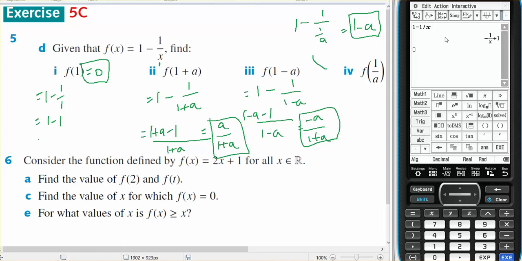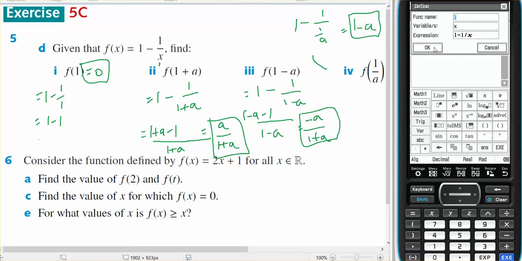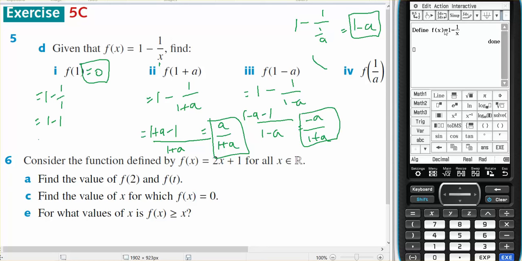I have 1 minus 1 on x. I'm going to define, interactive define. I'm going to take f as being its name. So if I take f of x and I replace x with 1, and press XE, I get 0.